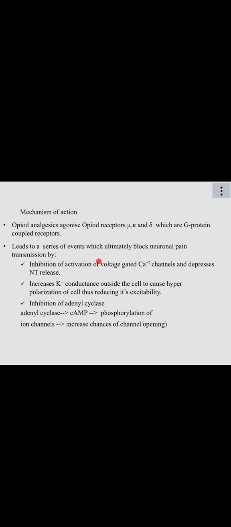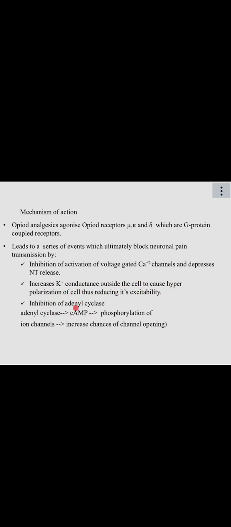Since you have seen that all these receptors have agonist activity, it will trigger a series of chemical processes that cause a blockade. It will block pain transmission. Some of the ways it can do this are through inhibition of activation of voltage-gated calcium channels, and therefore block neurotransmitter release. It can also increase potassium conductance outside the cell to cause hyperpolarization of the cell, thus again reducing its excitability.